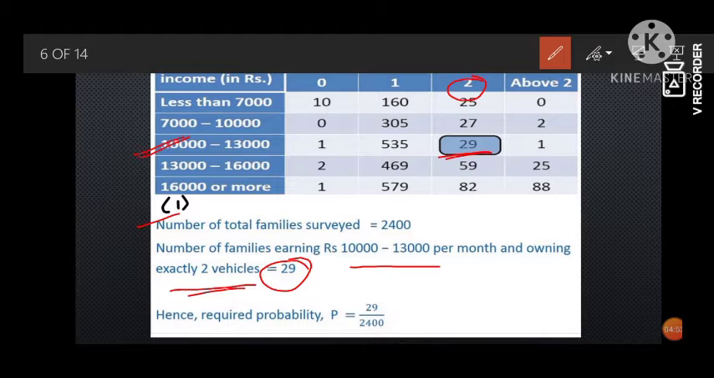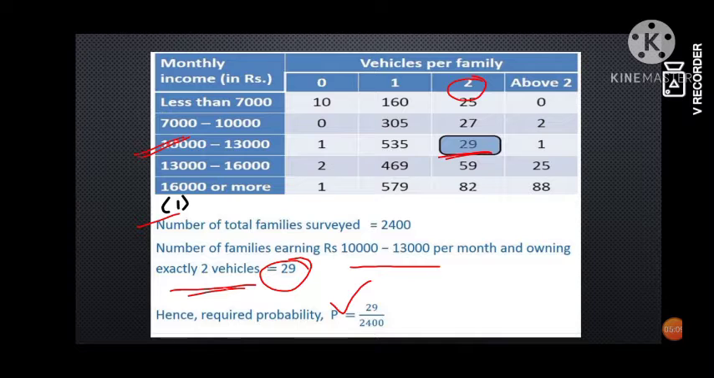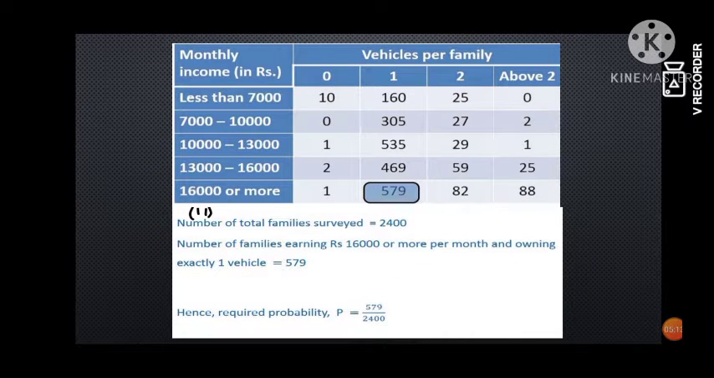So the probability will be 29 by 2,400. Now it cannot be simplified as 29 is a prime number. So the answer is 29 by 2,400. Now let us see the next subpart.